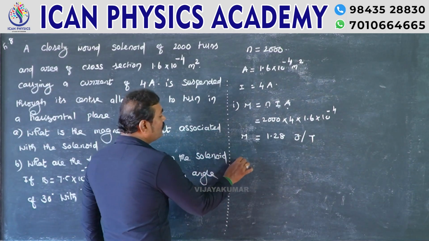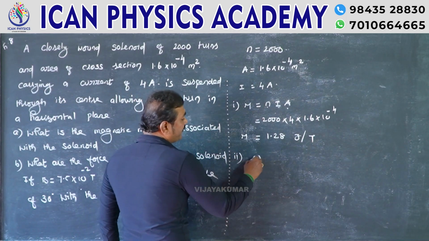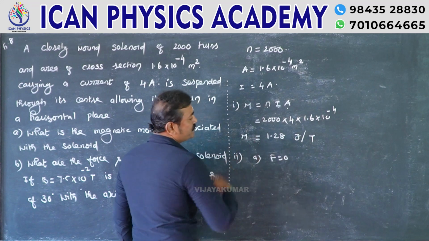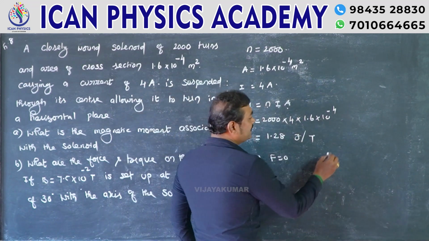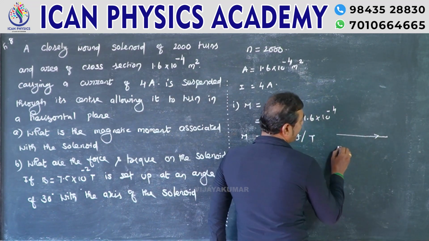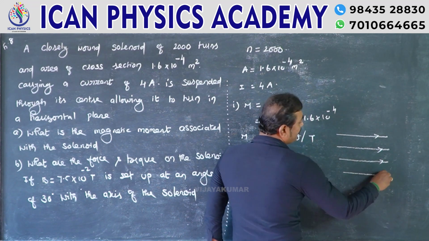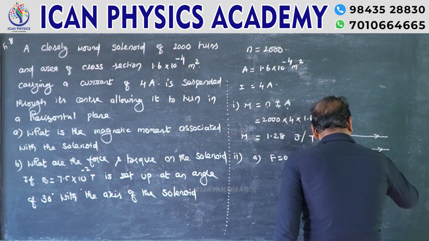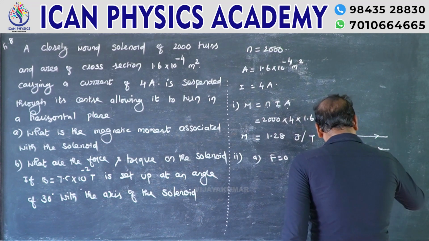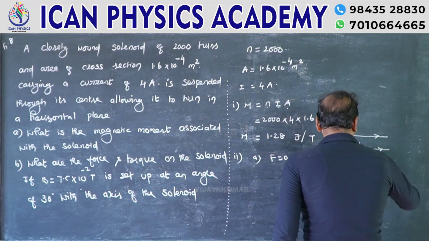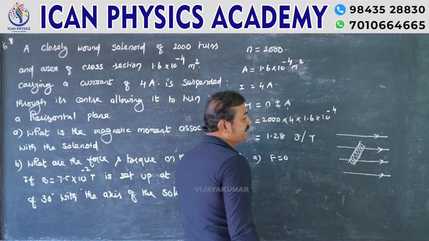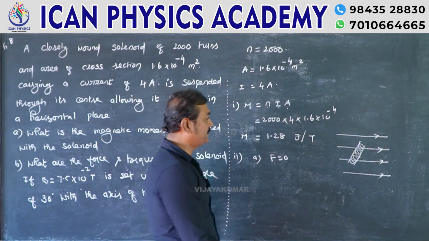So, in second one, part A, the force is 0. Why? So, let us consider a uniform magnetic field. In that, we are keeping the solenoid. So, the solenoid can act as a bar magnet.